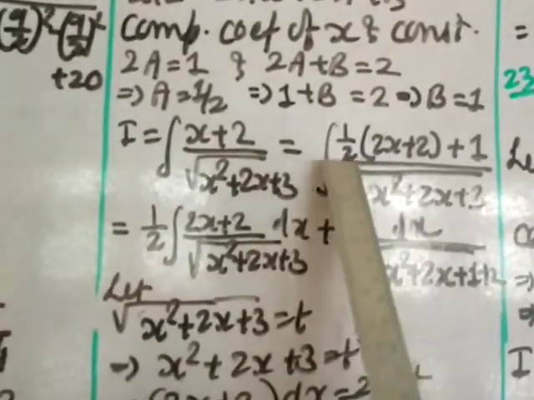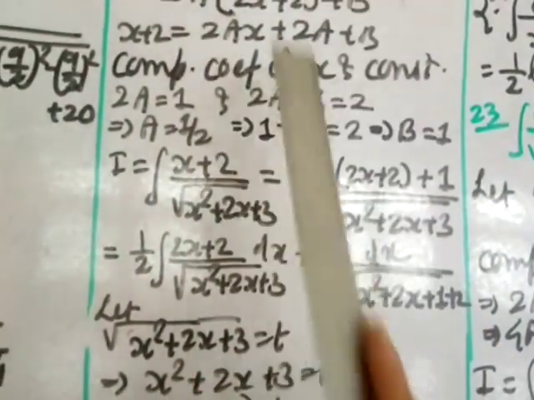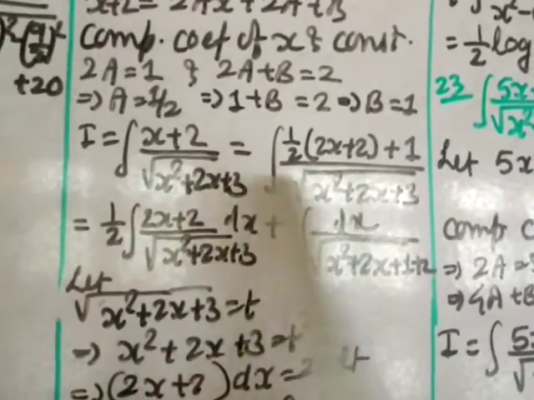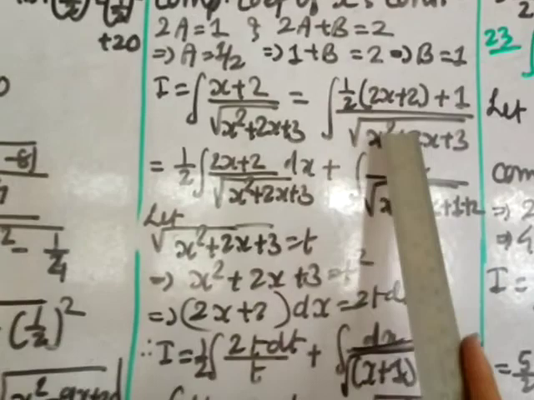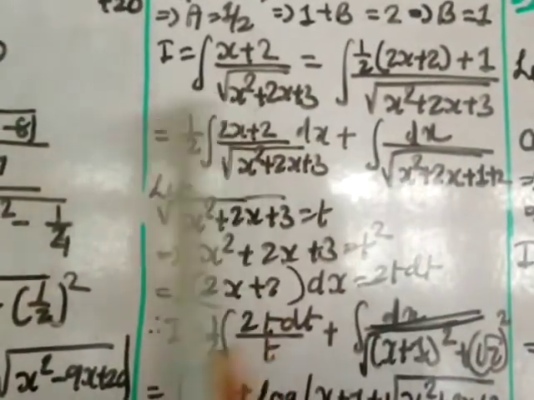This value is 1 by 2. I am already differentiating and putting this value here. I am putting the value and placing that 2x plus 2 plus b value as 1. Divide by the denominator as it is. Now we'll separate the denominator with this and this. So this divided by this plus this divided by this. So I have written here. Okay, and this 1 by 2 I am taking out of the integral.